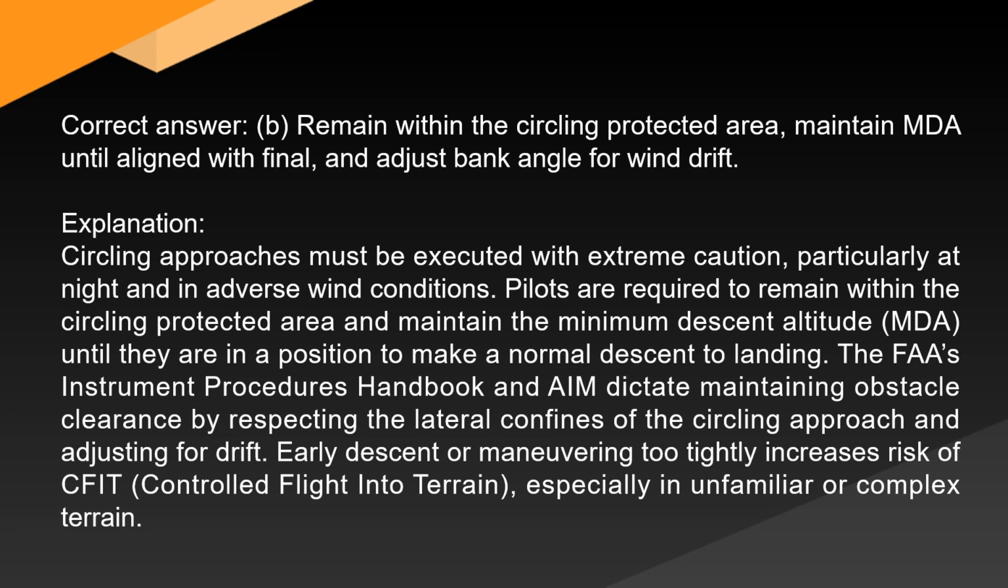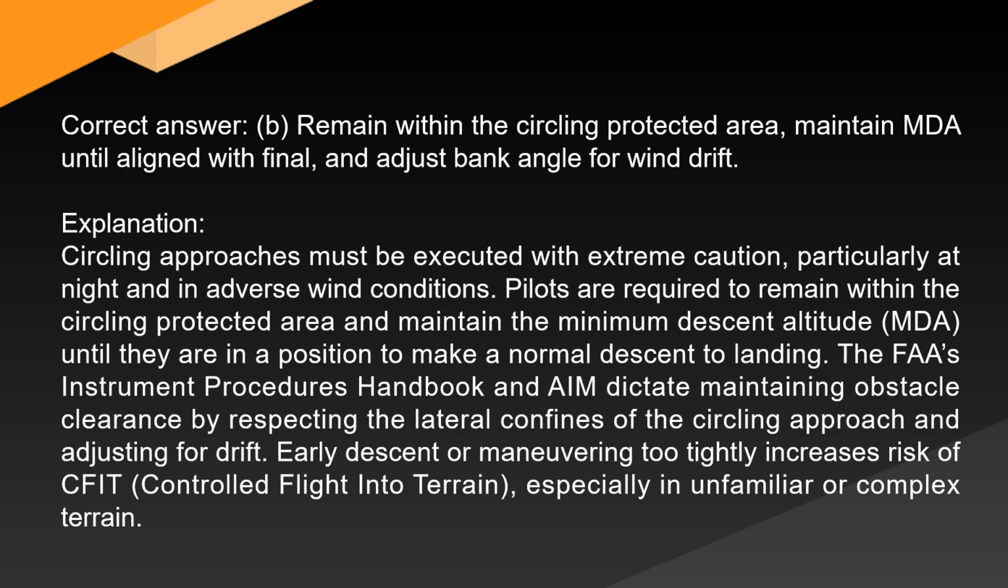Correct answer: B. Remain within the circling protected area. Maintain MDA until aligned with final, and adjust bank angle for wind drift. Explanation: Circling approaches must be executed with extreme caution, particularly at night and in adverse wind conditions. Pilots are required to remain within the circling protected area and maintain the minimum descent altitude, MDA, until they are in a position to make a normal descent to landing.